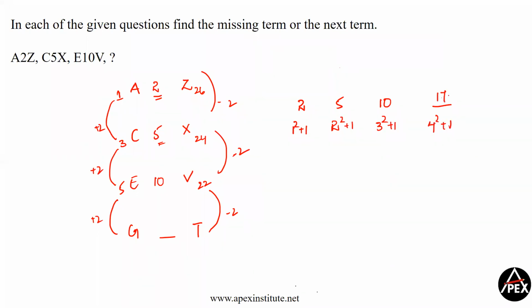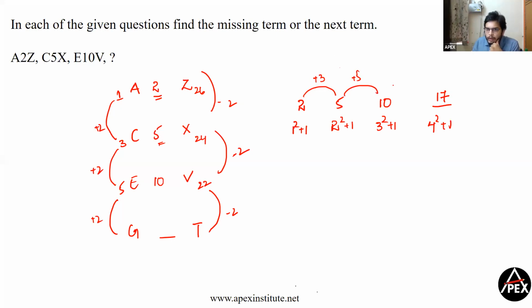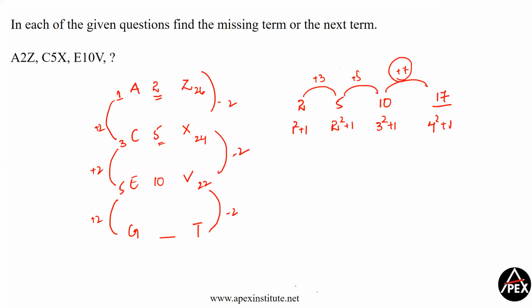This is 17. Either this can be one observation, or plus 3, plus 5, and it should be plus 7, whether you consider this to be odd numbers or prime numbers. 3, 5, the next will be plus 7 only. So I can say that the middlemost number here will be 17.